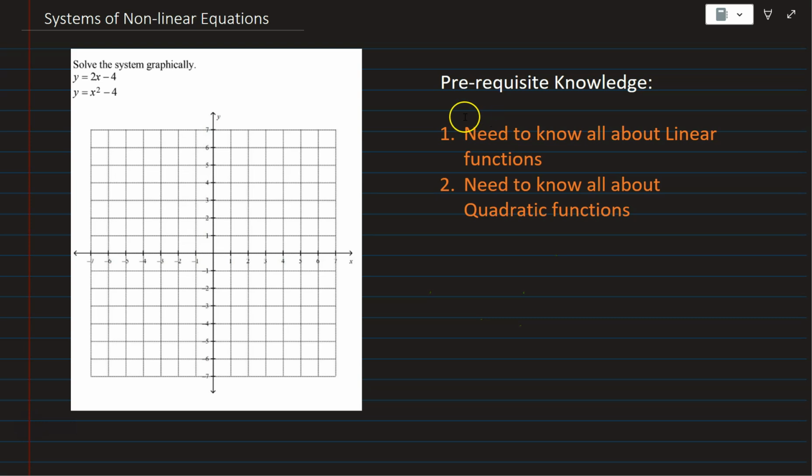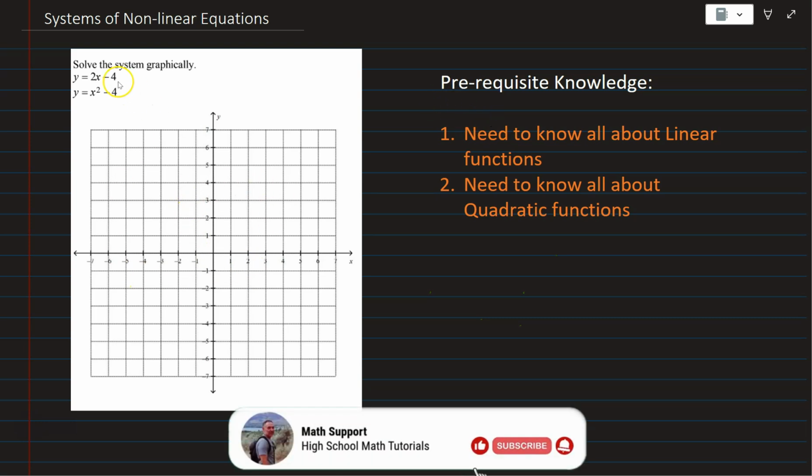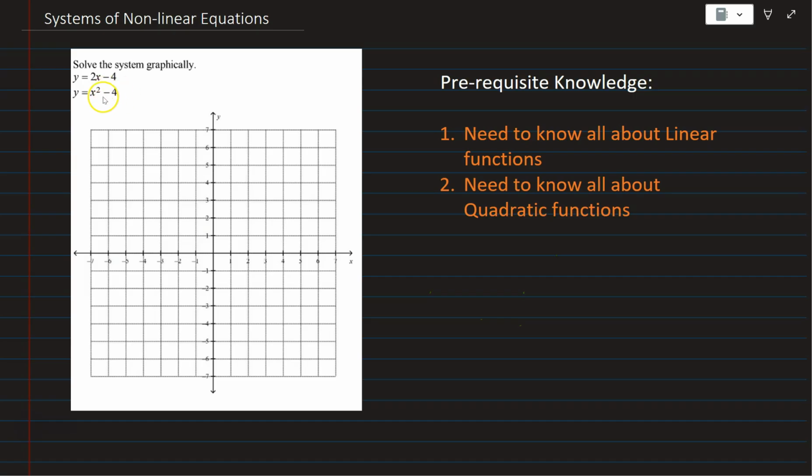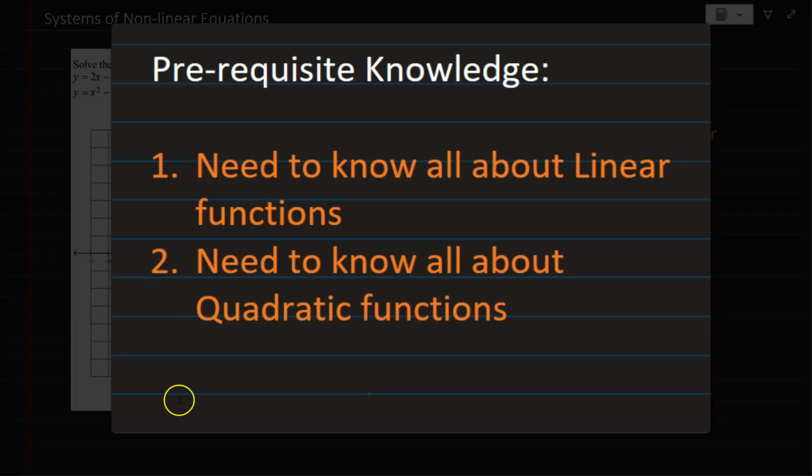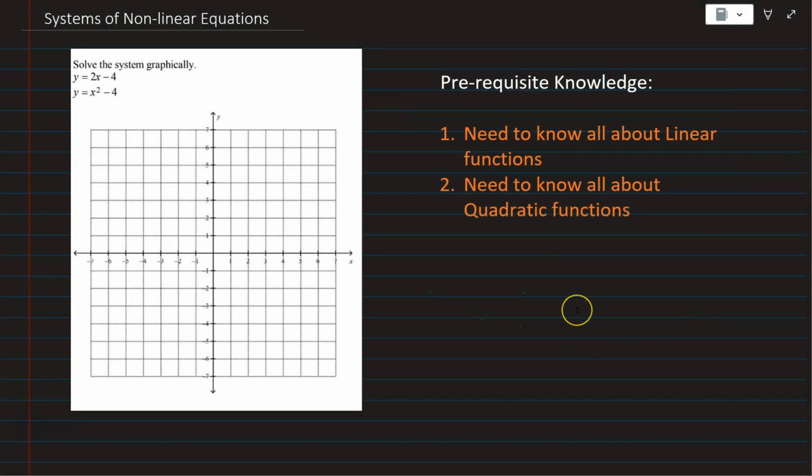So the first thing you need to know for solving this system graphically: y equals 2x minus 4 is a linear function, and y equals x squared minus 4 is a quadratic function. These two are prerequisite knowledge. That means you must know everything about linear functions and everything about quadratic functions, and you need to be able to graph these accurately. All right, so let's go ahead and graph that. We're going to start by graphing the line.